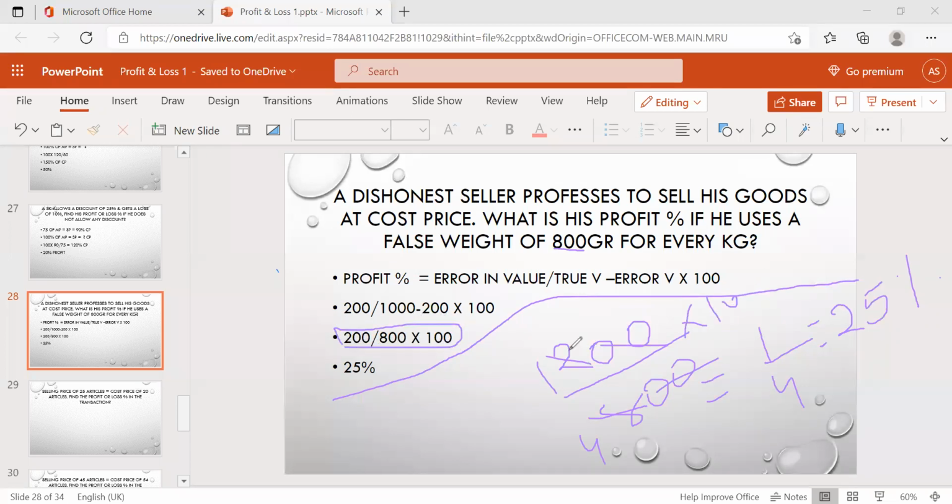The same thing, without using the formula, we can say how much amount of weight he is cheating, how many grams, that's it. 200 grams. And what's the weight he is giving? 800. So 200 is what percentage of 800? It's nothing but 1 by 4. 1 by 4 is a fraction. To convert into percentages, it's 25. Okay, clear? Is it clear, right? Then we'll go for the next one.